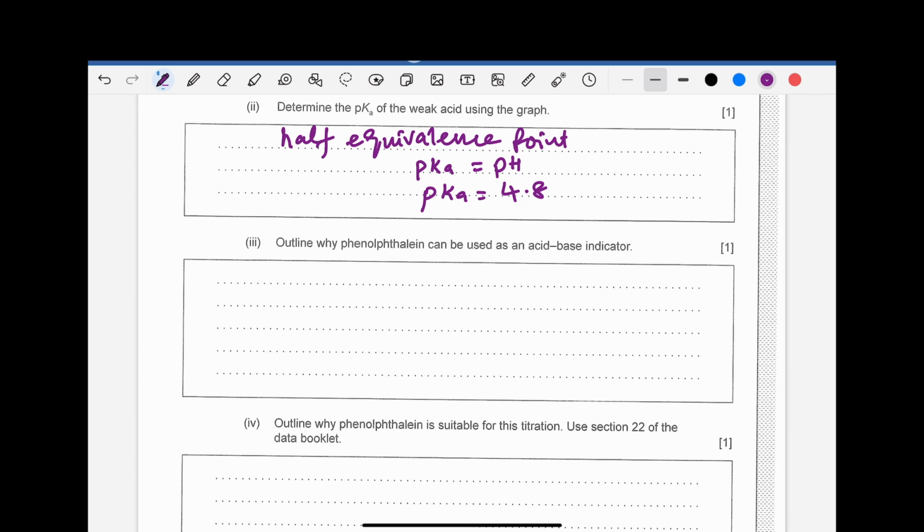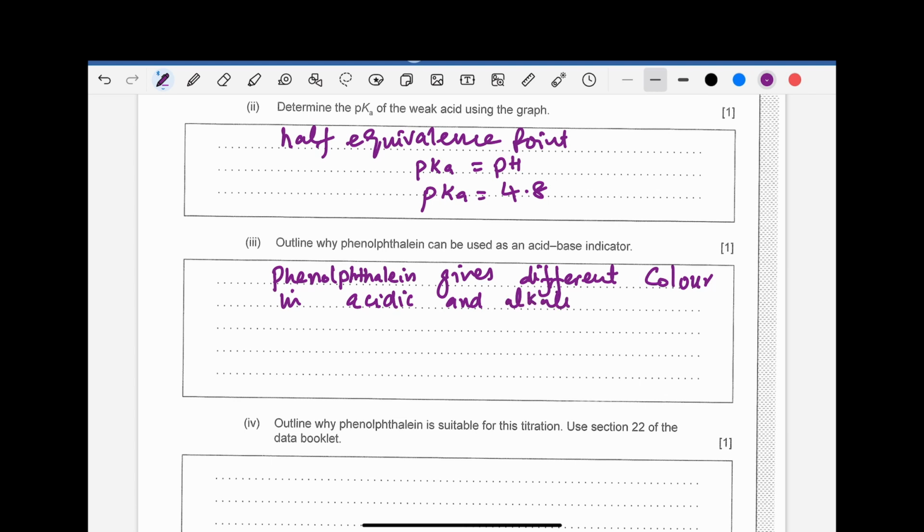Outline why phenolphthalein can be used as an acid-base indicator. So phenolphthalein gives different colors in acidic and alkaline solutions.